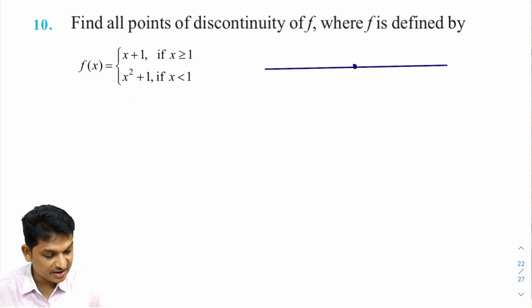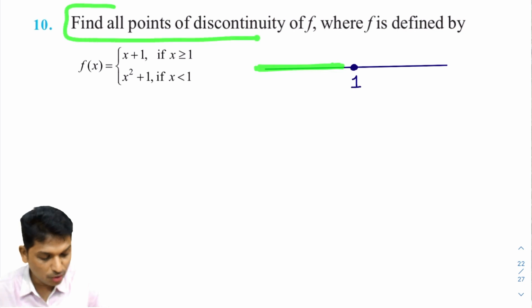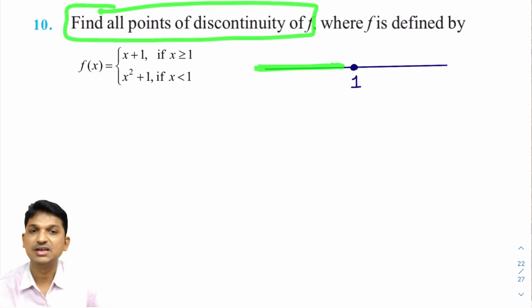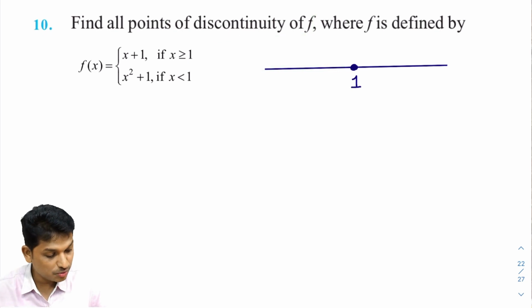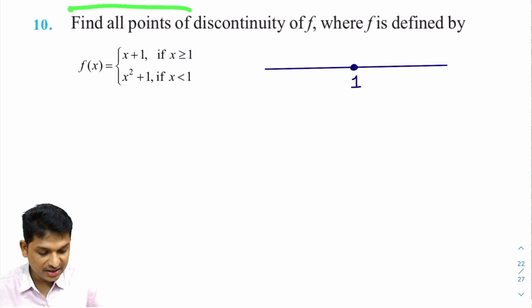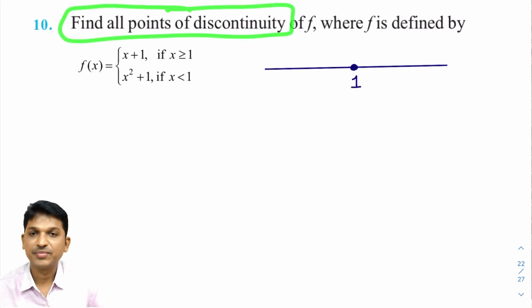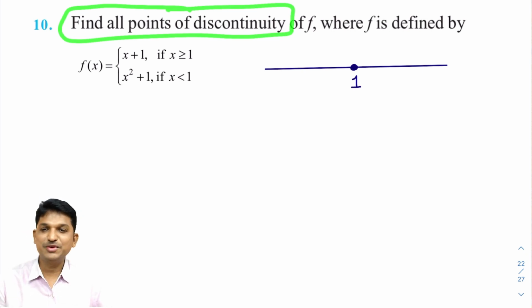What are those 3 cases? What are they asking in the question? Find all points of discontinuity of the function. That means, what is the domain of this function? I came to know that the domain of this function is all real numbers. To check the continuity at all the points, so many points are there, infinitely many points are there. Where to check? We cannot check at each and every point because time is not sufficient.